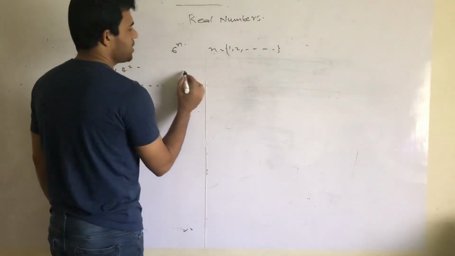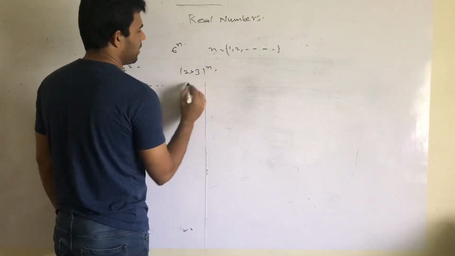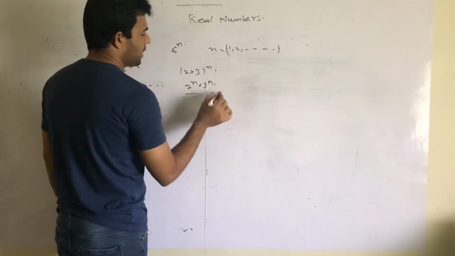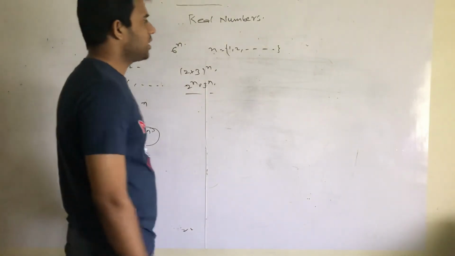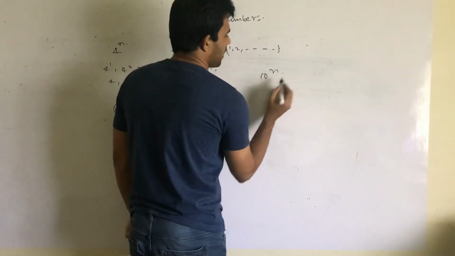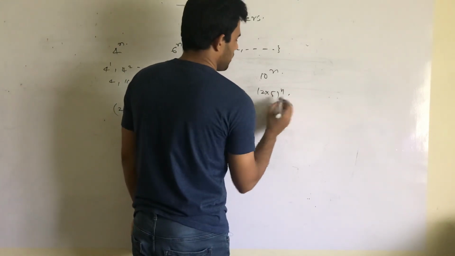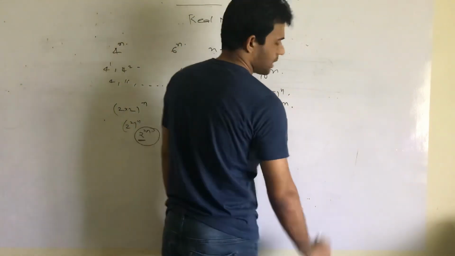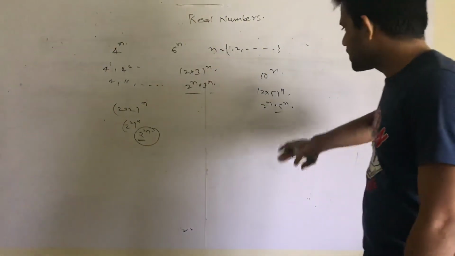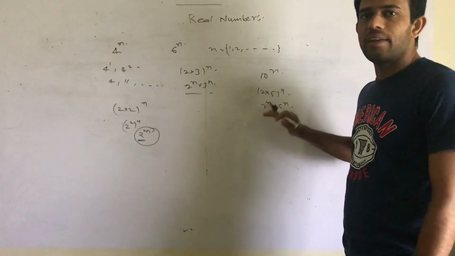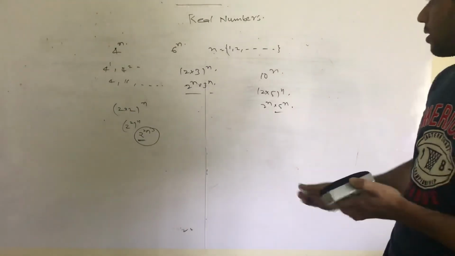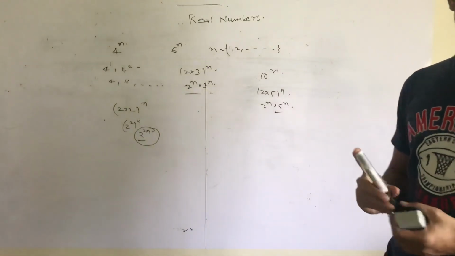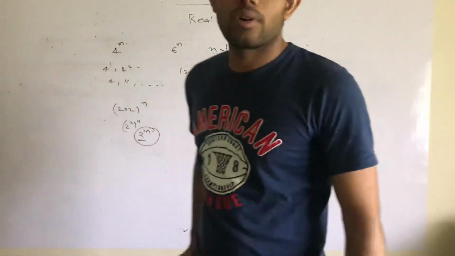Similarly, let's find 6 power n. 6 power n I can write as 2 into 3 whole power n, that is 2 power n into 3 power n. But I don't see 5 as a factor here as well. So this number will also never end with 0. Let's consider 10 power n. Okay, 10 power n. So 2 into 5 I can write it as 2 power n into 5 power n. So yes, there is a possibility that this number, as it has 5 as a factor, can end with a digit 0. Okay, so thank you for listening to this.